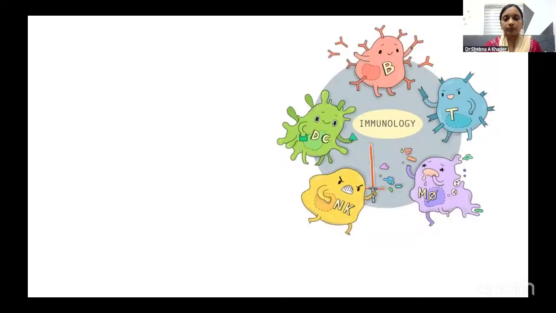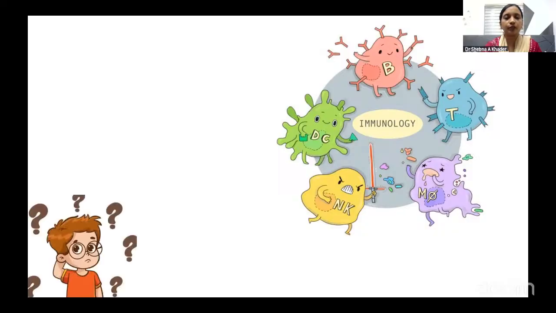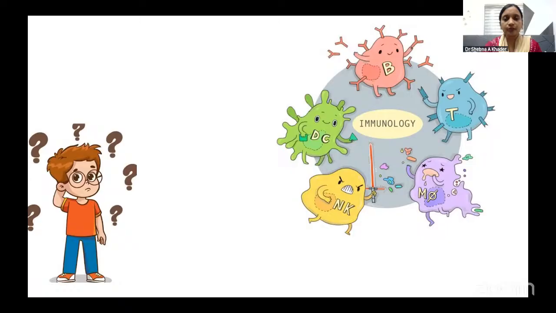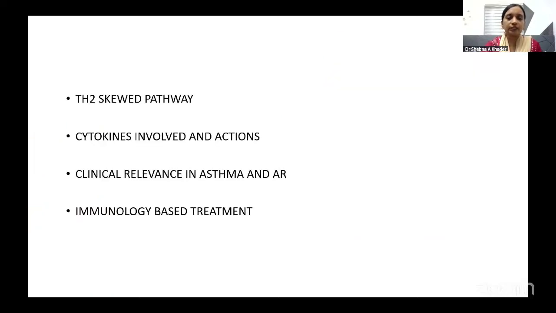Whenever you talk about immunology, there are so many cells involved, so many cytokines involved, as discussed yesterday. And when you are reading more and more, it makes you more confused. So in this topic, I know it is a vast topic, I have tried to make it simple and focus more on the clinical aspects and also the treatment aspects. So I'll be dealing mainly with the Th2 skewed pathway, the cytokines involved and their actions, the clinical relevance in asthma and allergic rhinitis, then immunology-based treatment in short.